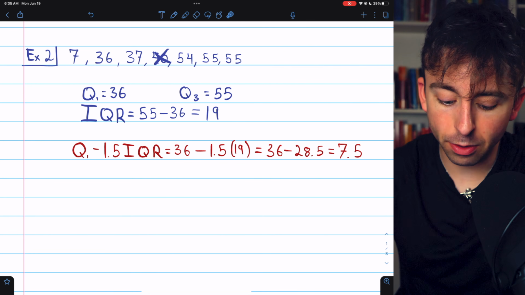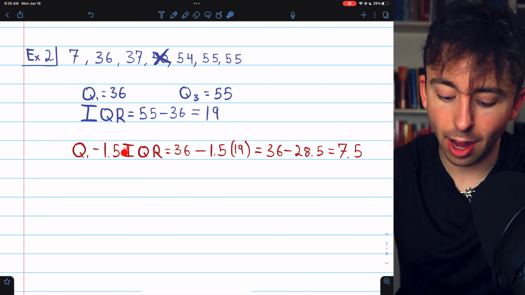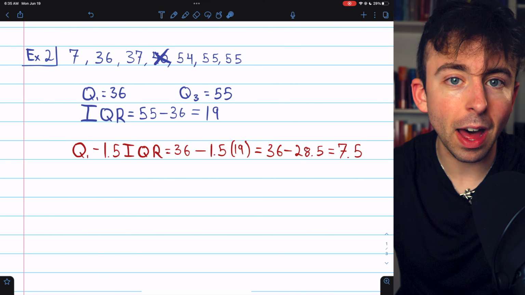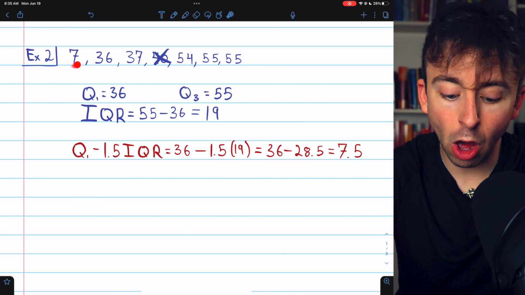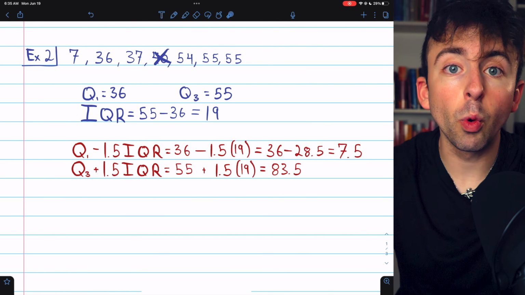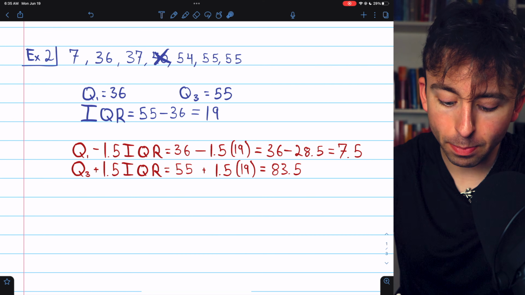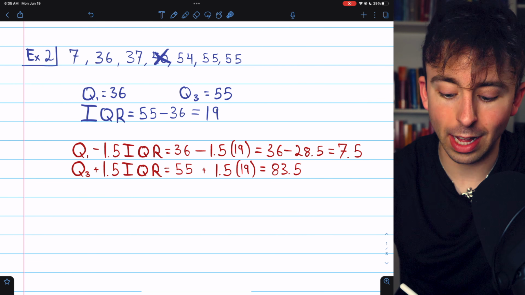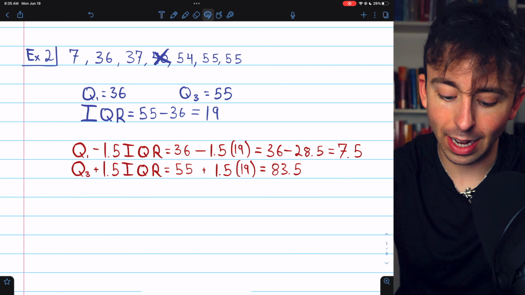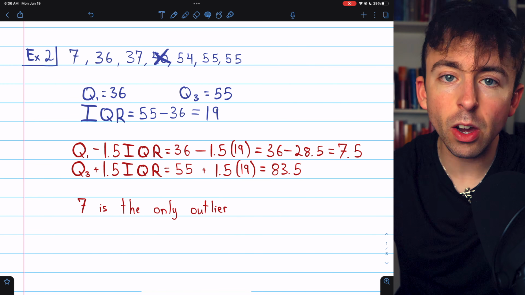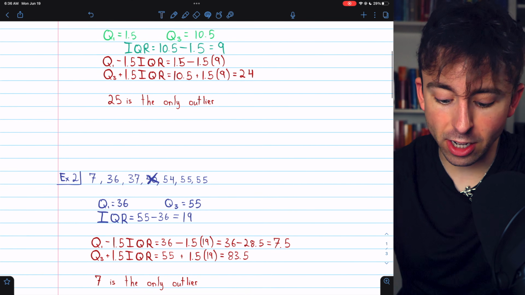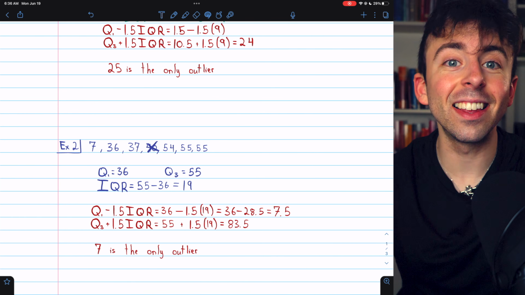Looking for lower outliers, we do Q1 minus 1.5 times the interquartile range. Once we run that calculation, we get 7.5. And we do have a data point lower than 7.5. 7 is an outlier by this rule of thumb. Checking for upper outliers, we would do Q3 plus 1.5 times the interquartile range, and that is 83.5. We don't have any number greater than 83.5, so 7 is the only outlier in this data set. So finding the interquartile range of a data set and using that to identify outliers is as easy as that.